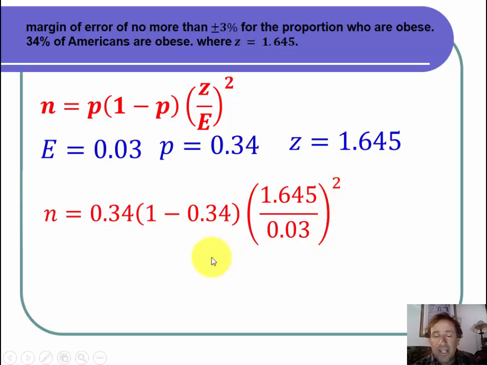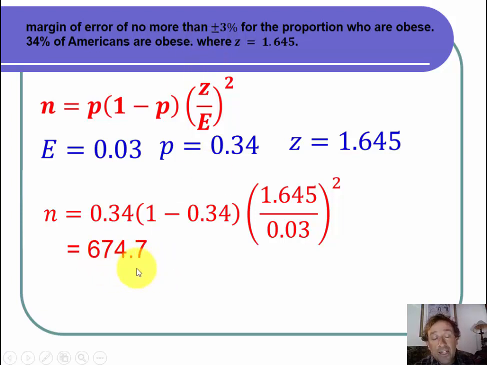And of course, we're going to use a calculator or a computer for this because this would be a nightmare to do by hand. You just got to be very careful to keep the parentheses as they are. And what I got when I put this into my computer was 674.7. Now, it doesn't make any sense to survey 674.7 people for this study.